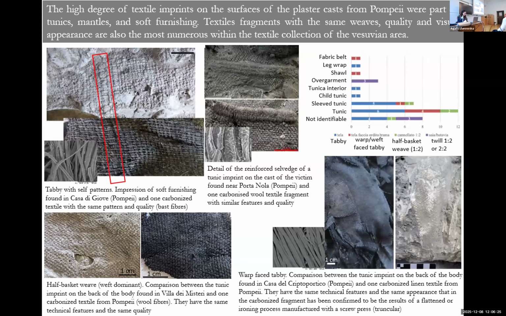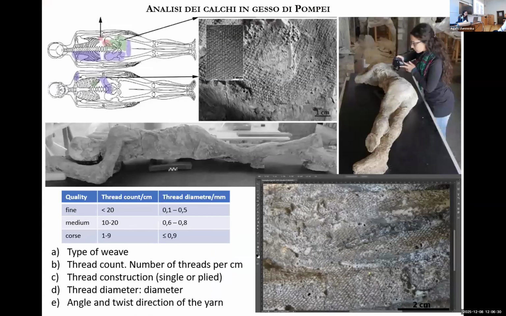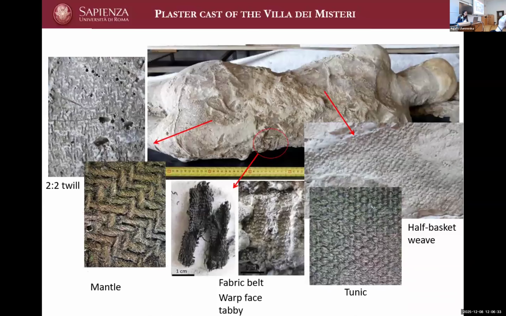So excellent examples of textile imprints and their comparison with the carbonized textile fragments are the following. The first one, one of the nicest, is the plaster cast realized in Villa dei Misteri in Pompeii. As you can see, there are three different textile imprints on the cast, of good quality. And based on the stratigraphy of the impressions, it was also possible to infer the function of the textiles: a tunic, a fabric belt, and then a mantle.